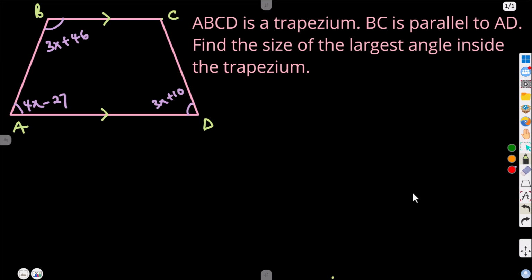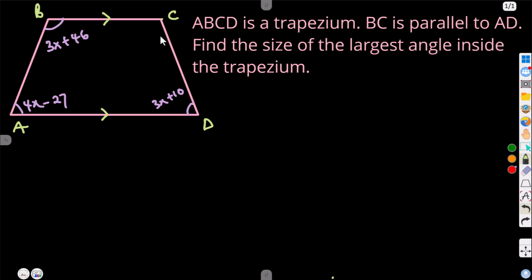All right, so we know that ABC is a trapezium, and the line BC is parallel to the line AD. And we need to find the size of the largest angle inside the trapezium. Okay, so we do know that the line BC is parallel to line AD. And of course, we don't know this angle. Those are the two things I can notice.